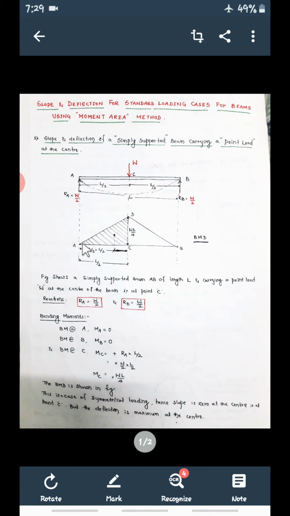Okay. Now join. Now here to here no UDL is there. Here also no UDL is there. Only W is there. And we have calculated WL by 4 bending moment. So complete this. Here it is 0. Here it is WL by 4. Here it is again 0. So the bending moment diagram will be a triangle, and maximum bending moment will be at the center, that is WL by 4, because of the point load at the center. So this is the bending moment diagram. Now see here. This portion is L by 2 and this length is L by 2. So the total span is L.